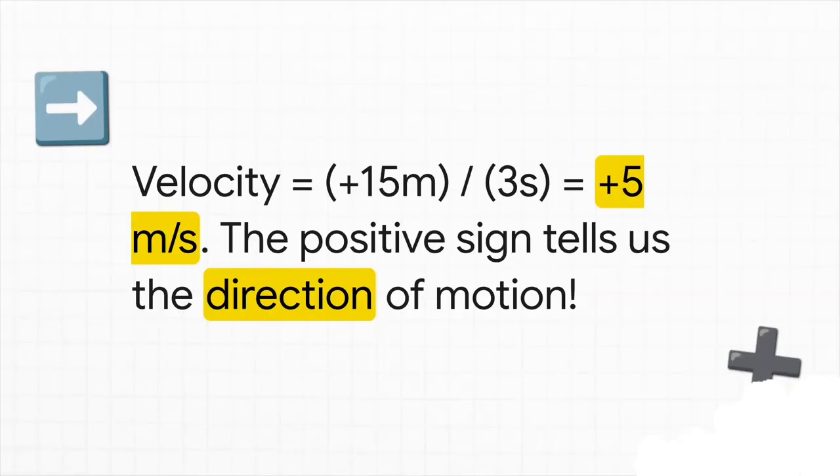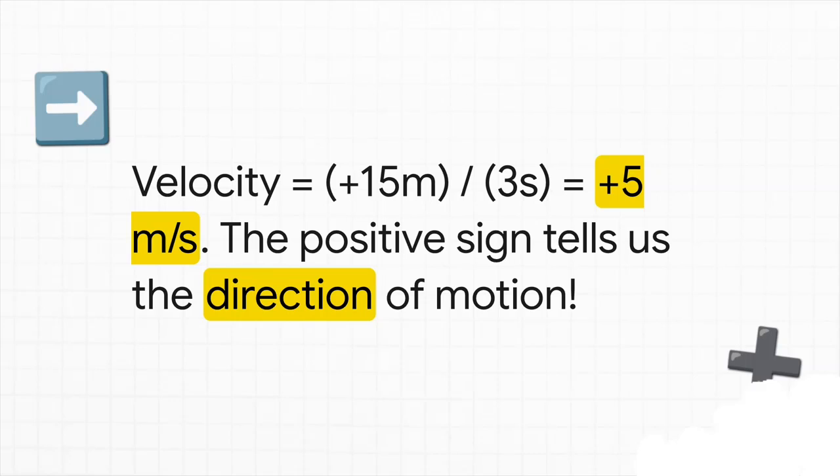Now we just plug them in, we take our plus 15 meters and divide it by 3 seconds, and we get a velocity of plus 5 meters per second. So what does that mean? Well, the plus sign tells us which way it was going, to the right, and the 5 tells us how much its position was changing by 5 meters every single second.